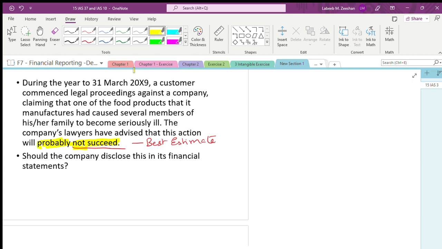Probability succeed, probability not succeed. Is it right? That is the only thing. Probability succeed, make provision. Probability not succeed, don't make provision.